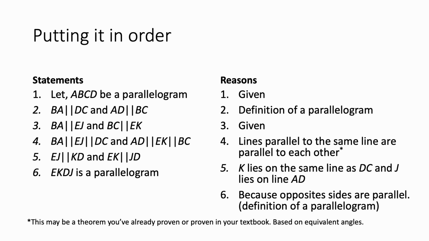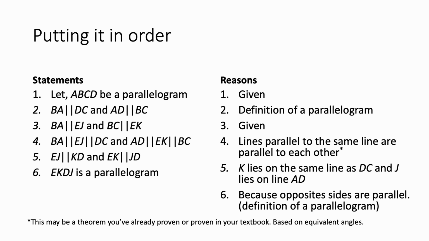The opposite sides of a parallelogram are parallel. That's the definition of a parallelogram. There's my reason, reason number 2. Okay, 3, BA is parallel to EJ, and BC is parallel to EK. That was given. They told us that. So that's creating the inner part that we're trying to prove is a parallelogram. So that's a given statement. Notice I've got a given, I've got a definition, I've got a given. Just another example. I'm saying the givens don't have to all happen at the beginning, even though a lot of the examples you see write it that way.